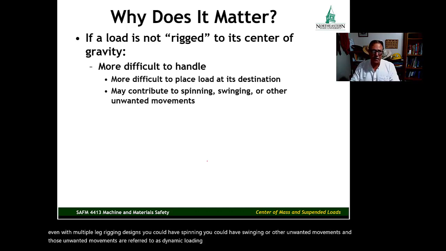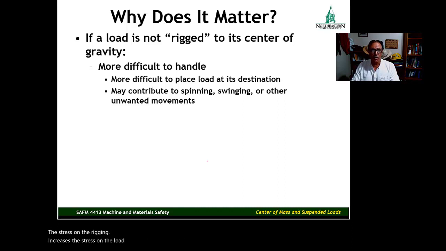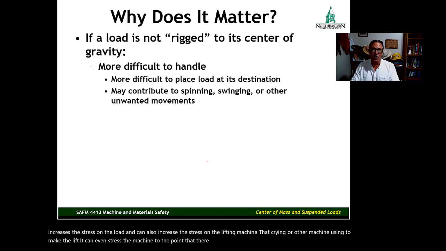Dynamic loading increases the stress on the rigging, increases the stress on the load, and can also increase the stress on the lifting machine, the crane or other machine used to make the lift. It can even stress the machine to the point that there can be structural failure or a tip over of the machine if that load starts swinging, if it gets out of control with these unwanted movements. But if we rig to the center of gravity, we can help avoid those types of unwanted movements.